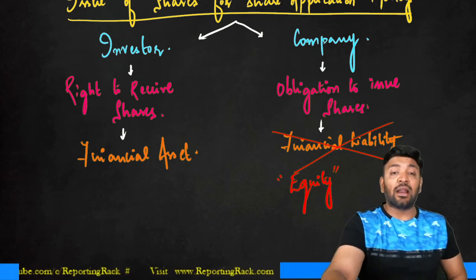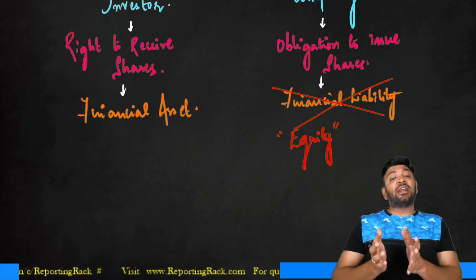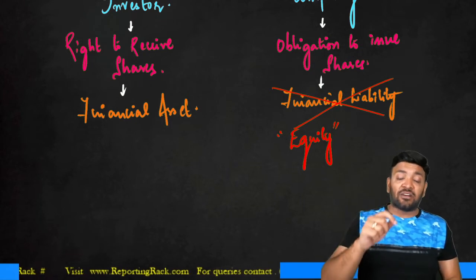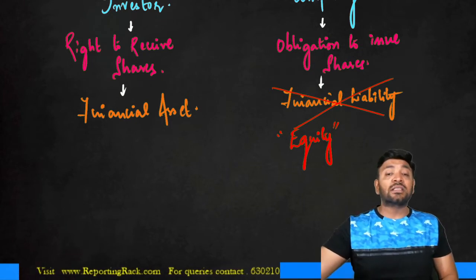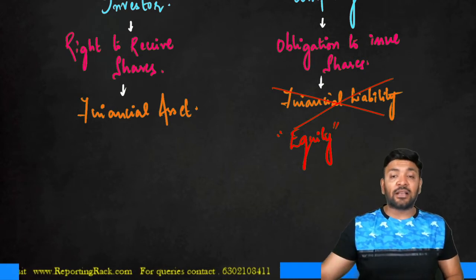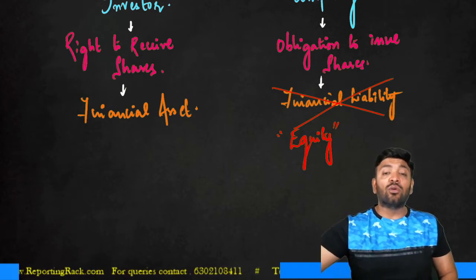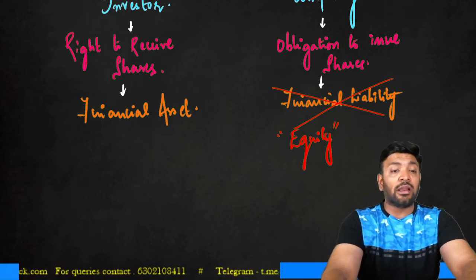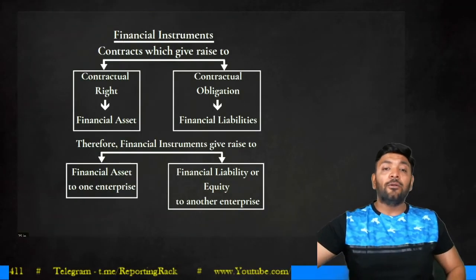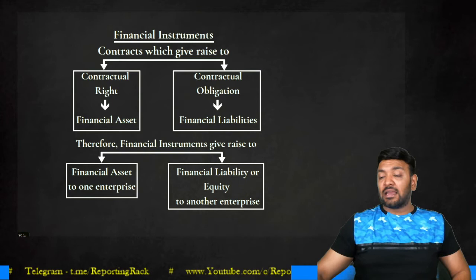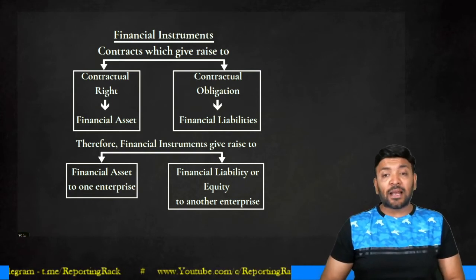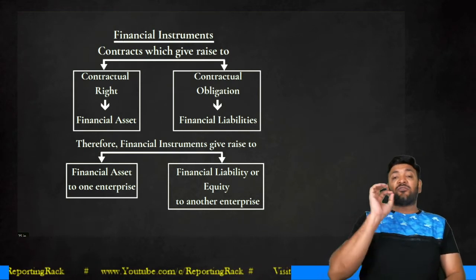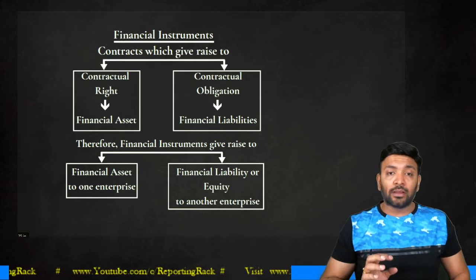So this is exactly what I'm saying. I said it might give rise to a financial asset to one enterprise, and in turn it might result in a financial liability or sometimes might also result in an equity instrument to another enterprise. Look at what is said here. So therefore, a financial instrument gives rise to a financial asset to one enterprise, a financial liability or equity instrument to another enterprise. That is the first part of the discussion.